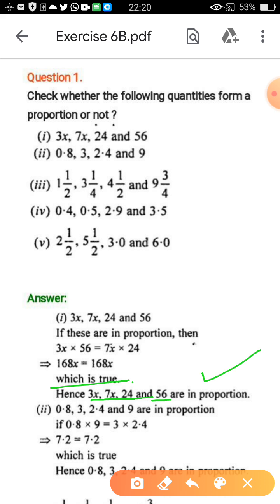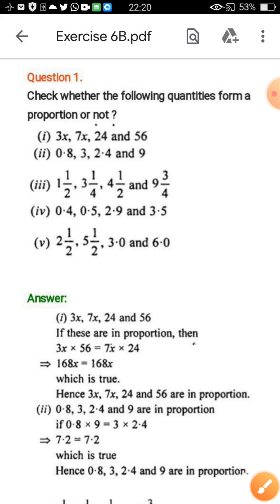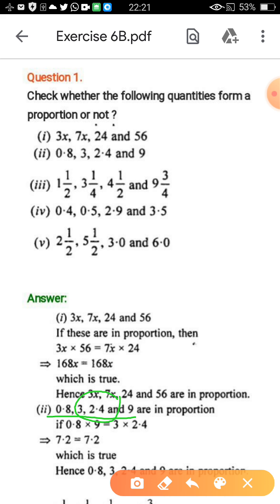In the same way we can see the second question also. Here we are given 0.8, 3, 2.4 and 9. We consider that they are in proportion if the multiplication of their mean terms and extreme terms is the same: these two multiply and these two multiply.